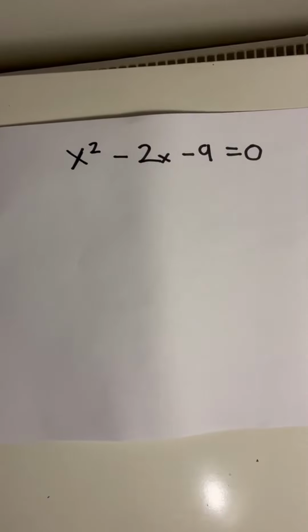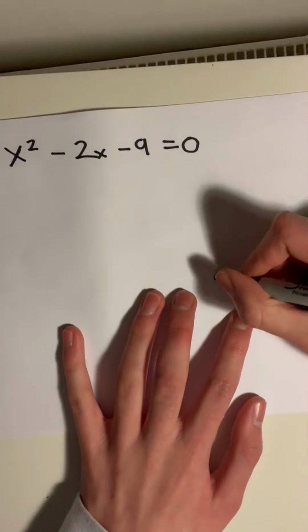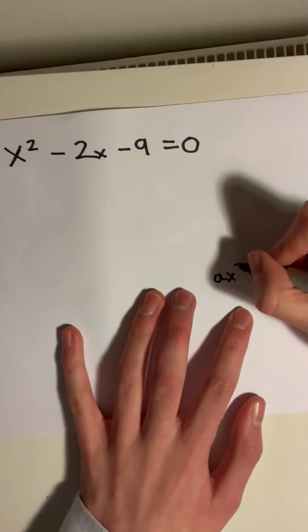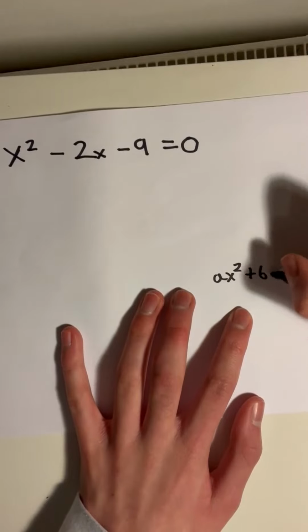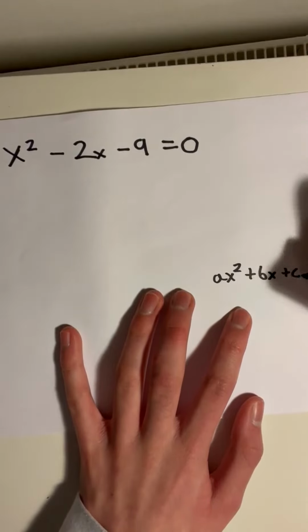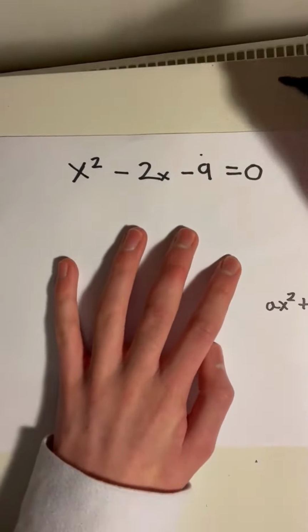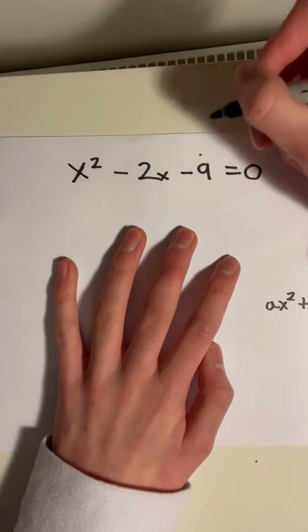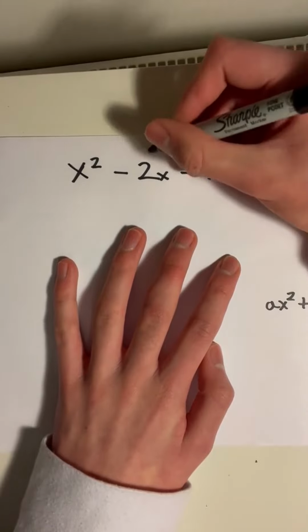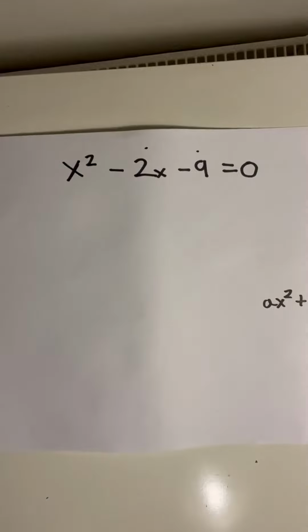So what we've got here is an equation: x squared minus 2x minus 9 equals 0. And this equation is in the quadratic format, which is ax squared plus bx plus c equals 0. So what we'd usually do is find the two numbers that times to make this number and add to make this number. However, very quickly you'll realise there's no whole numbers that can do that.